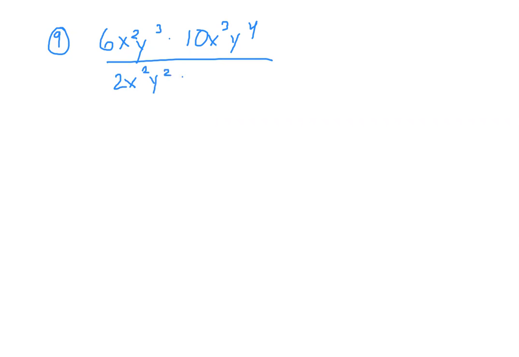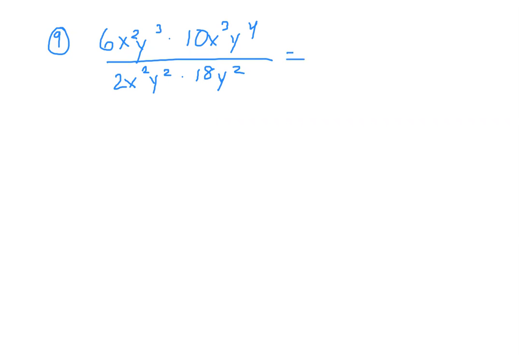Number 9, 6x squared y cubed times 10x cubed y to the 4th over 2x squared y squared times 18y squared. All right, this is like the one at the top where it says monomials only. There's no addition or subtraction or anything. We're just going to multiply everything together and then simplify.